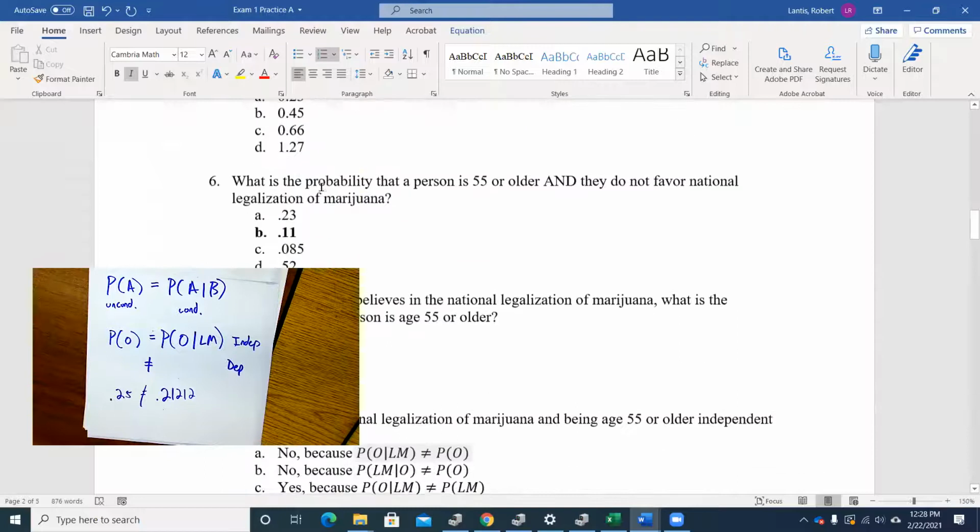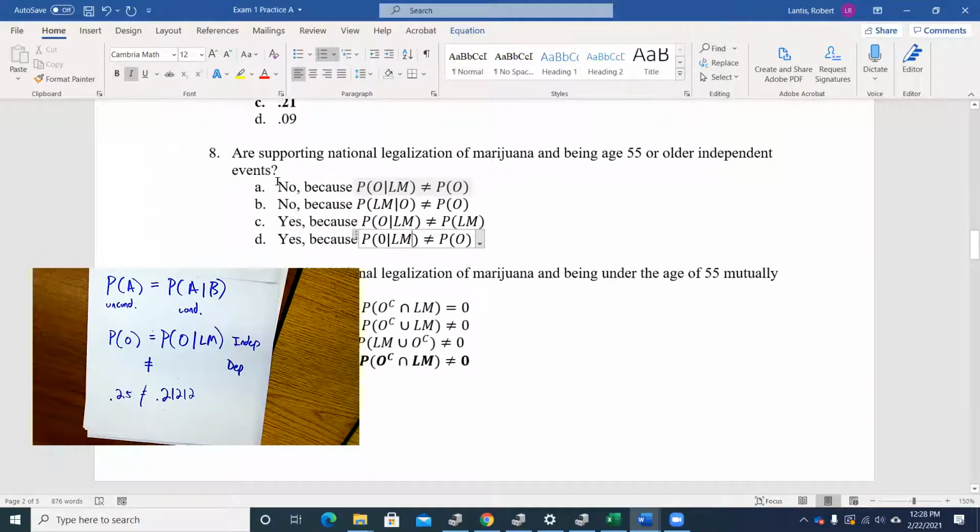So we say, no, they're not independent, because this conditional probability of O is not equal to the unconditional probability of O, or being older than 55. Okay? So this is a situation where we can use some of the previous work we did to actually save us a little bit of time as we're working through this exam.